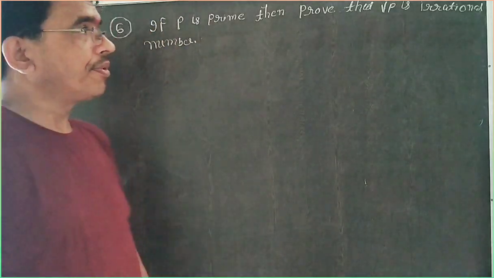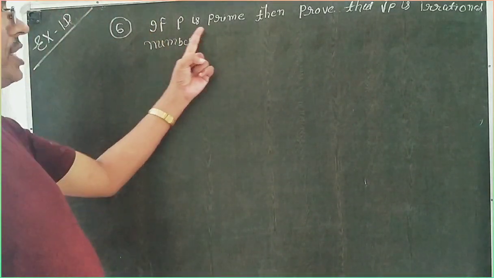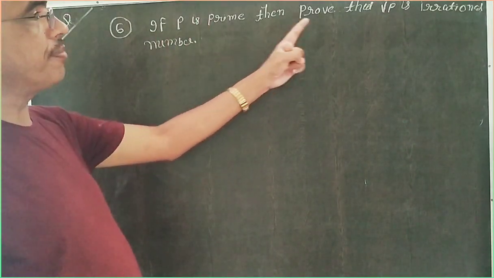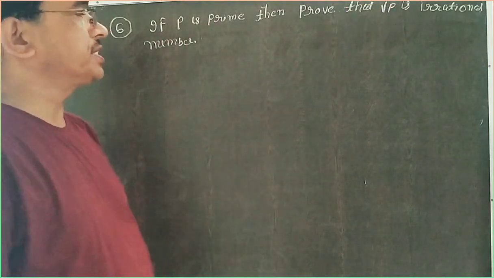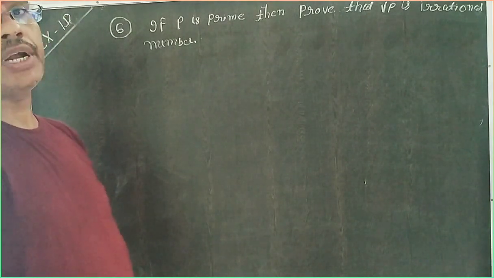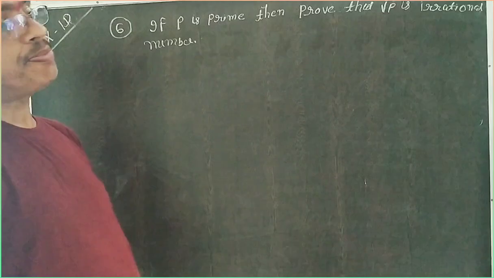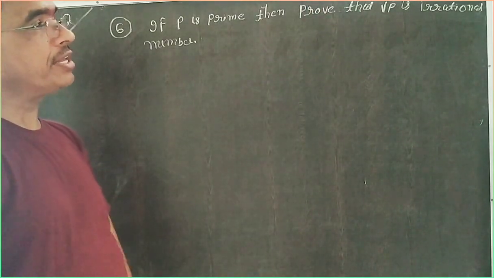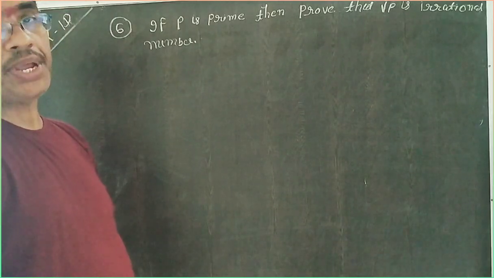Here the first question is: if P is prime, then prove that root P is an irrational number. Like, 2 is prime, and then prove that root 2 is an irrational number. Similarly, for this type of question, but here at the place of 2 is P.